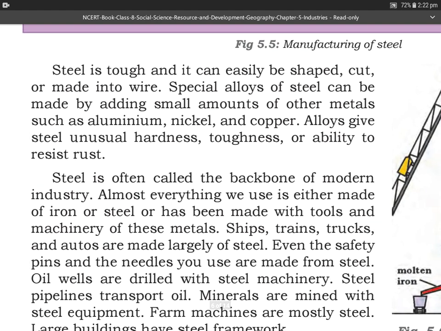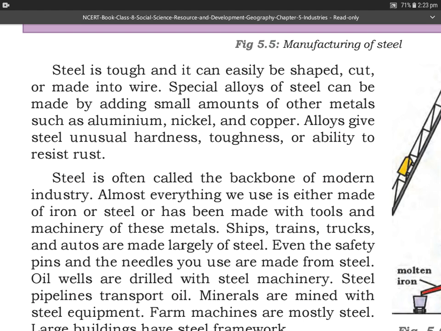Why? So now some characteristics of steel are given here. Please pay attention. Steel is tough and it can easily be shaped, cut or made into wire. Special alloys of steel can be made by adding small amounts of other metals such as aluminum, nickel and copper. We all know stainless steel; our plates, glasses, bowls are made of steel. That is called stainless steel, made up of steel and nickel. Alloy gives steel unusual hardness, toughness or ability to resist rust. Right? So these are some characteristics of steel.